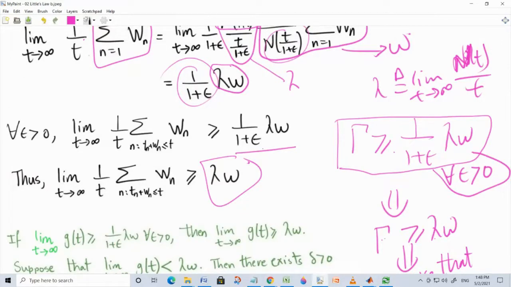This phrase, for every positive epsilon, tells you that basically this is lambda w. You can make this statement without this factor that, for any positive epsilon, is less than 1. You can actually put 1. Despite the fact that 1 over 1 plus epsilon is strictly less than 1 for any positive epsilon, you can replace it by 1, again because it's a statement that is true for every positive epsilon.